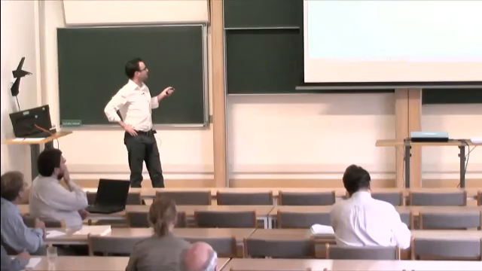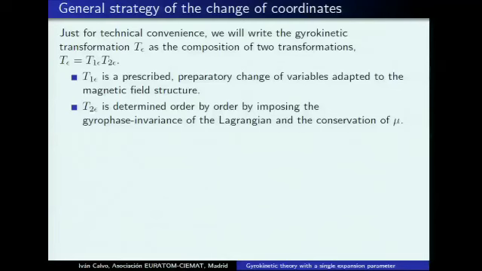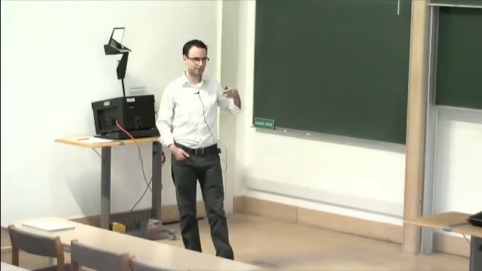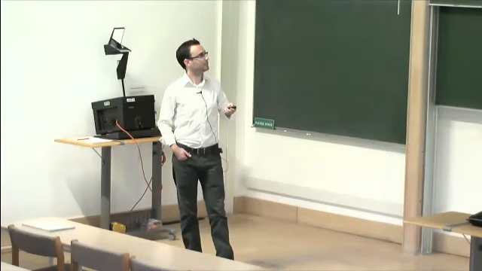And so, you see, T1 is a change of variables we find convenient, but anyhow, we'll keep every term up to the desired order, dropping only terms of order epsilon cubed. And T2 is the change of variables that will be determined order by order by imposing the gyrophase invariance of the Lagrangian and the conservation of mu.